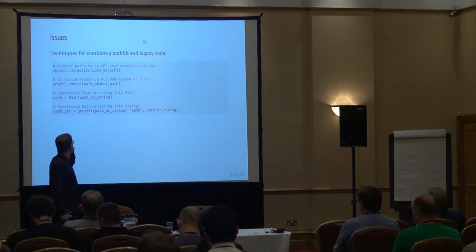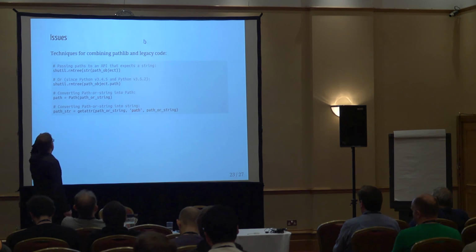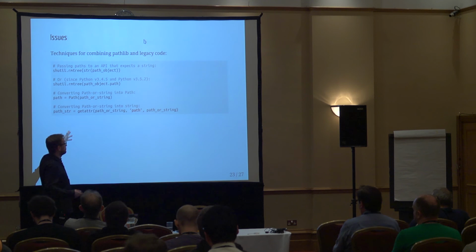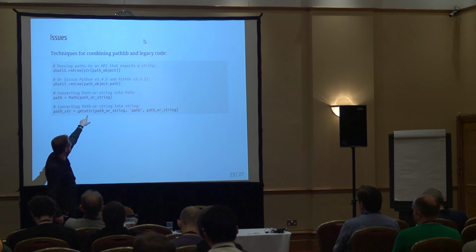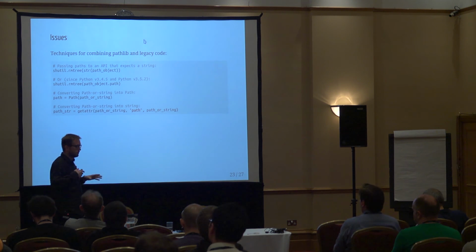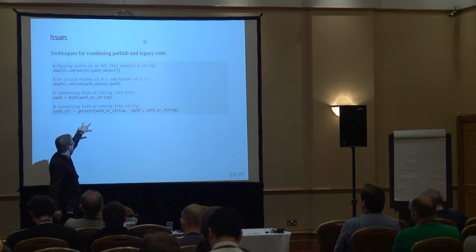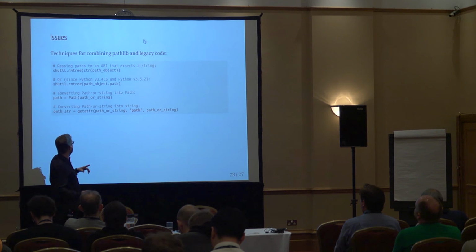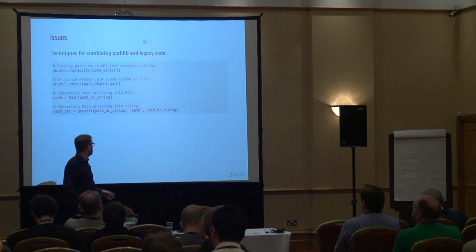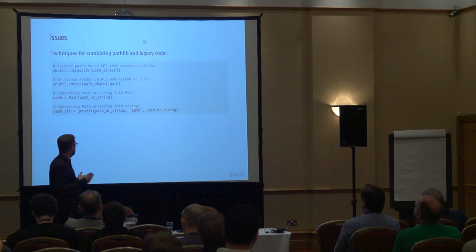Yeah, so here are some techniques for combining pathlib with legacy code. For example, shutil functions are some of those that still only work with strings. So you would just take your path object, wrap it in str. Since Python version 3.4.5 or 3.5.2, you can also use the .path attribute of the path object itself, which also returns a string. And then if you write an API that takes a string and you want to make it into a path, you just wrap it in the Path constructor. And there's this construct here for taking a path or a string and turning it back into a string. So that's sort of agnostic of whether you're given a path object or a string.